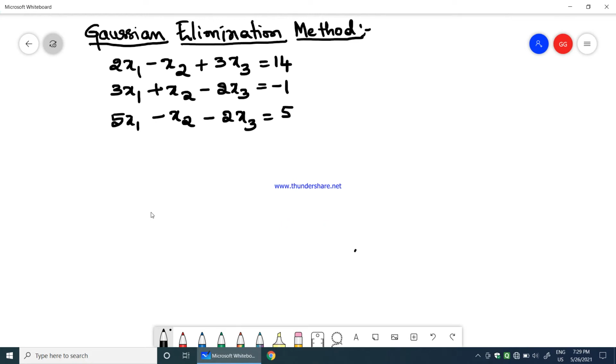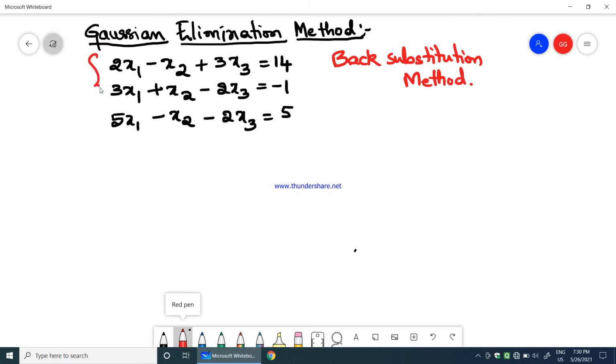Hello students, in this video we'll see the Gaussian elimination method to find the solution for a given set of linear equations. Gaussian elimination is sometimes called the back substitution method. We'll see what the back substitution method is by going through this example.